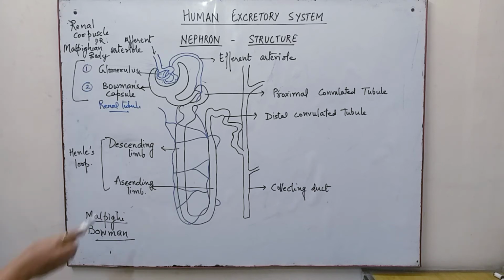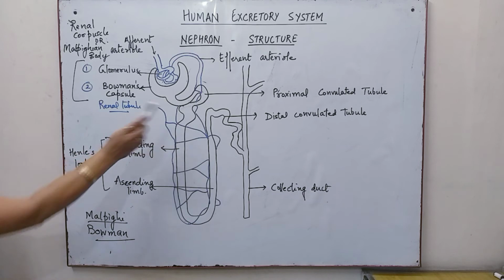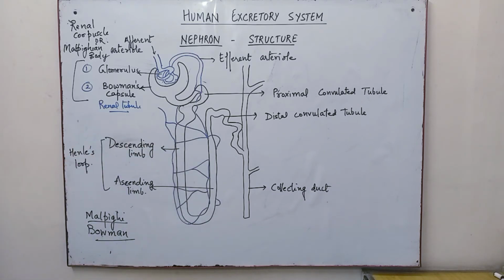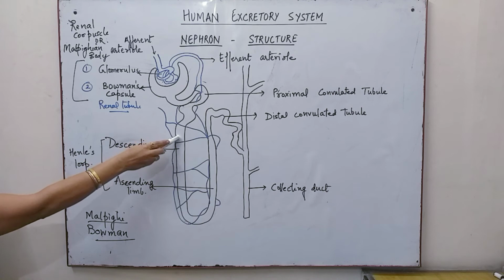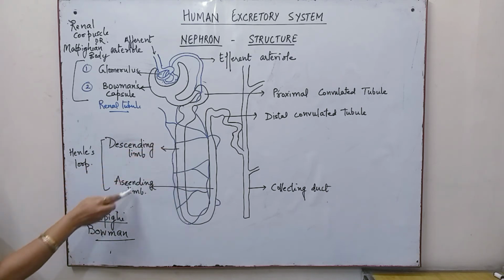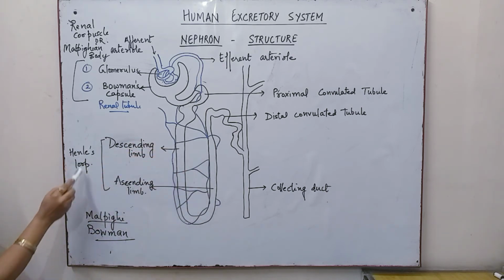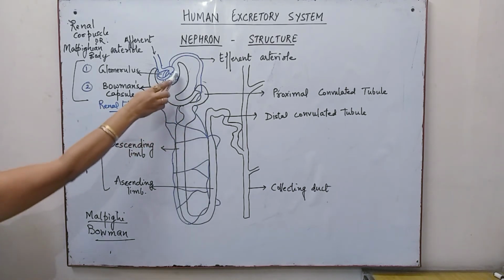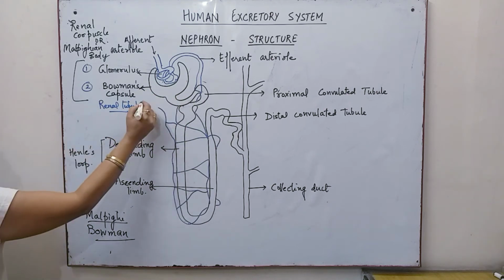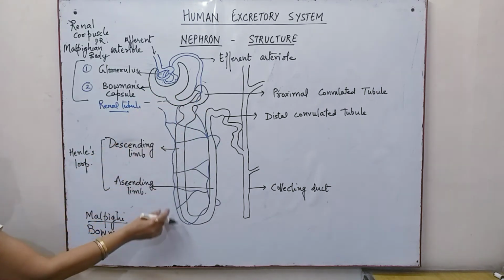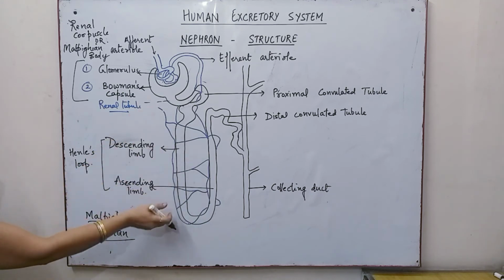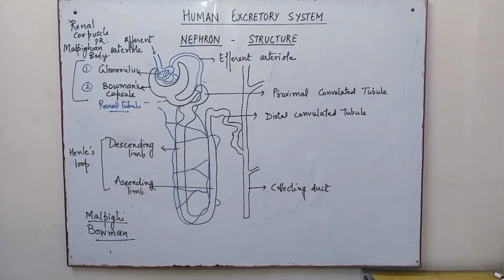leads to a hairpin shaped Henle's loop. This Henle's loop has two limbs, the descending limb and the ascending limb. Both constitute the Henle's loop. Now it enters into the medulla. Actually, this region is in the cortex area, up to here it is in the cortex, and now it has entered into the medullary region. That's why we see medullary striations. And it has a descending and an ascending limb.